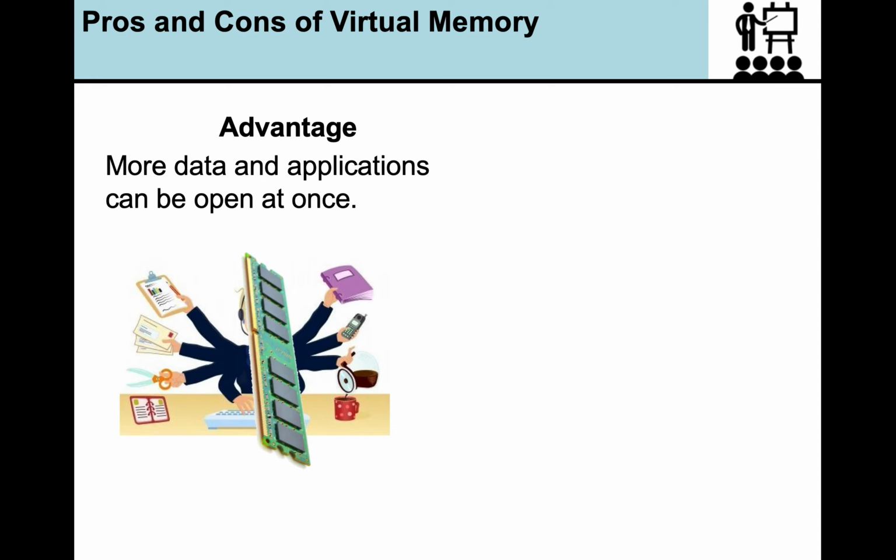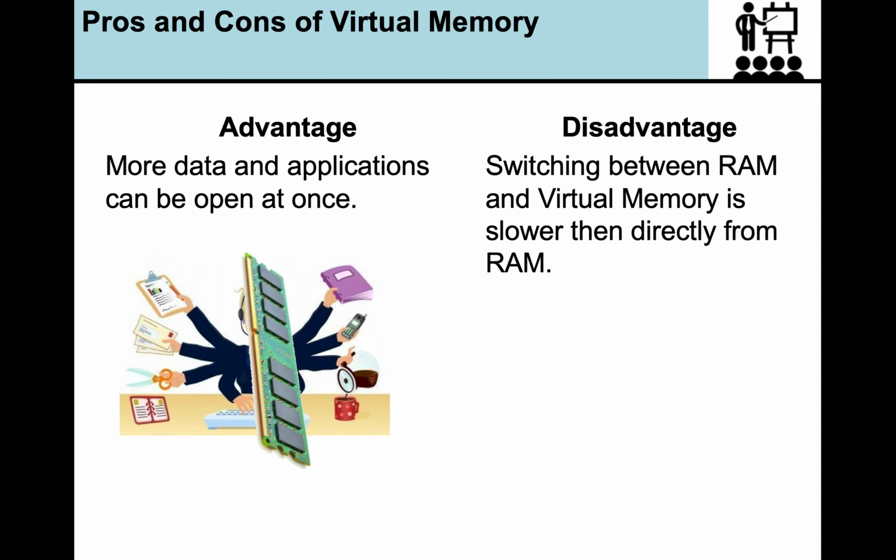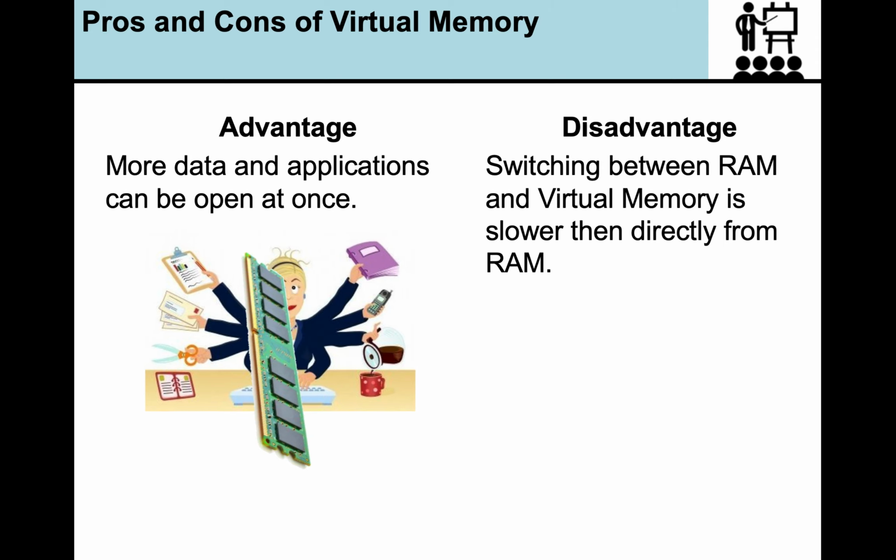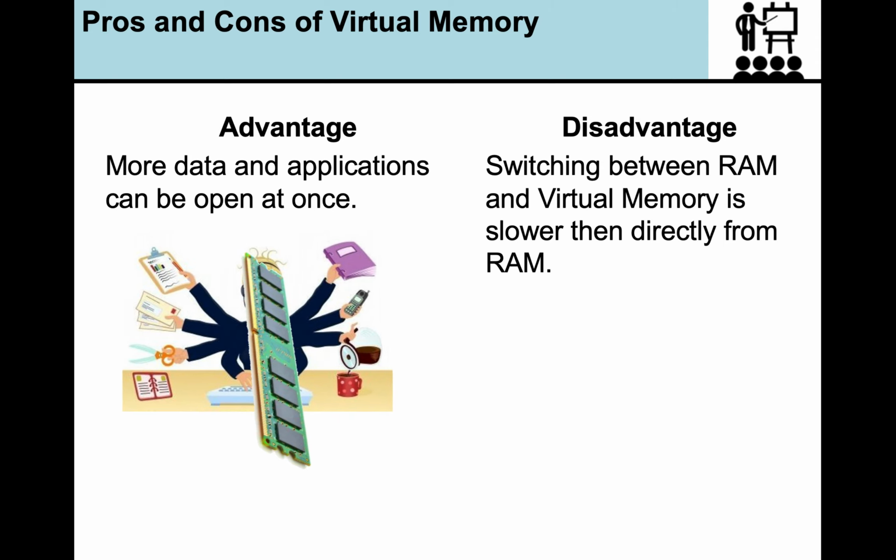So I can go back there, I can multitask, and I can have all my different programs and apps open at the same time. And I'm just using that segment of the hard disk drive to help RAM temporarily. Well, the disadvantage is switching between RAM and virtual memory is slower than directly from RAM. And that's because every time I want to use an application that's open, it needs to switch out of RAM and back into secondary storage, and then whatever's in secondary storage needs to switch around. So these are the pros and cons of virtual memory.